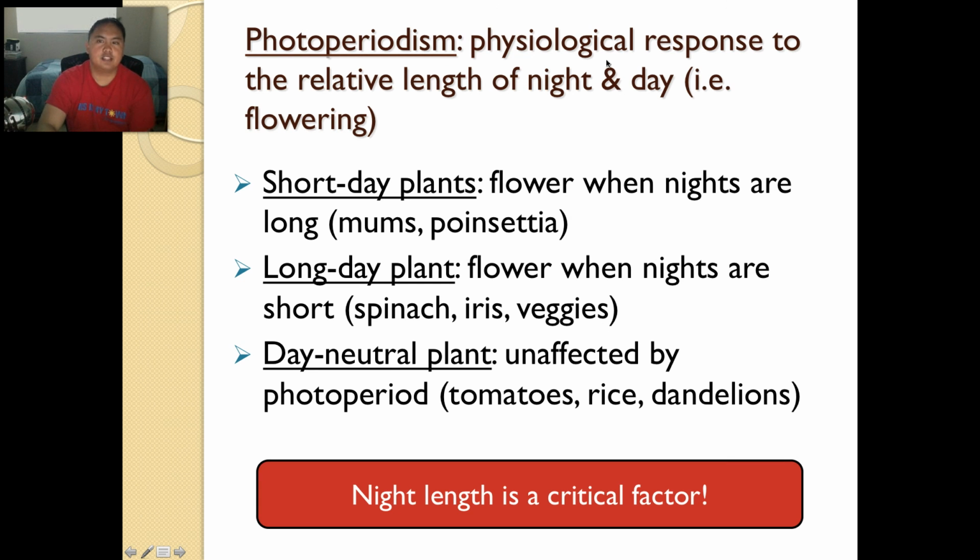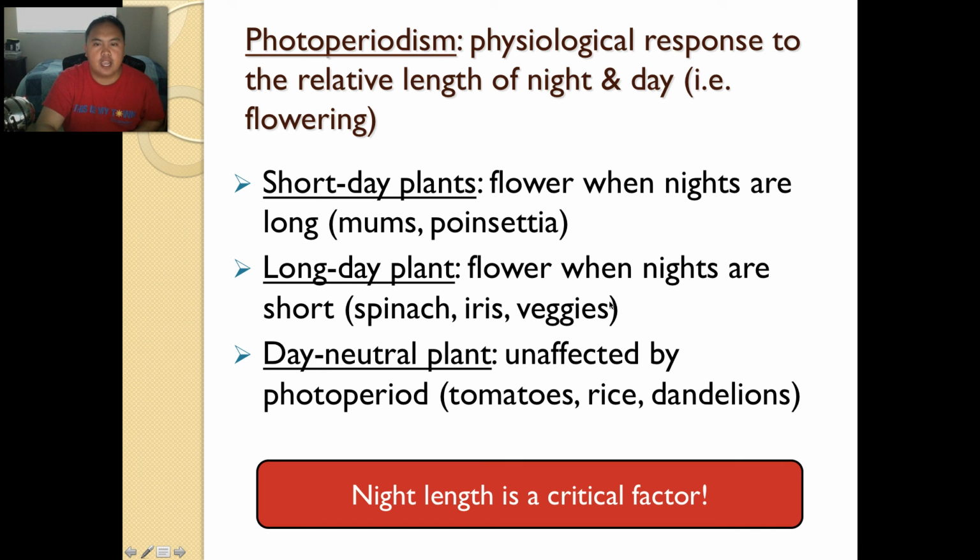Photoperiodism is essentially the physiological response based on the time of night and length of day. There are 3 types of plants. There's a short day plant. These are flowers that flower when nights are long, so they're used to a lot of dark. Those are called short day. There's a long day, which means the day is long. There's very little dark time.